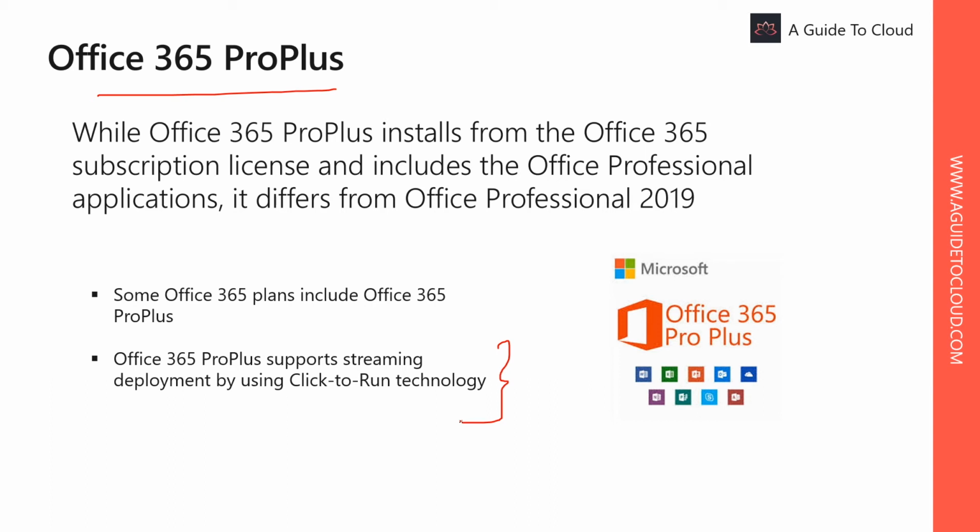Once installed, users don't have to be connected to the internet all the time to use Office 365 ProPlus. But users must connect at least once every 30 days to confirm that they still have the right to use the Office 365 ProPlus license. So how do you get the updates?